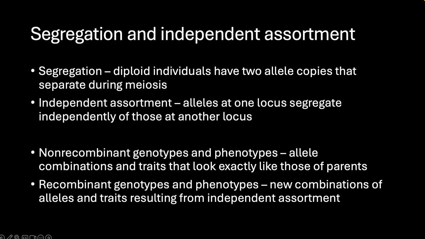an offspring. In independent assortment, different genes with their own alleles segregate independently of one another. When this happens, you get both non-recombinant and recombinant genotypes and phenotypes in the offspring. Non-recombinants match the parents, and recombinants have a new combination of alleles and traits.